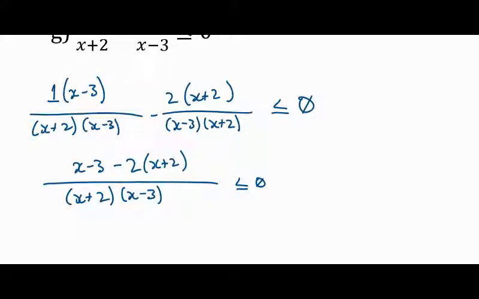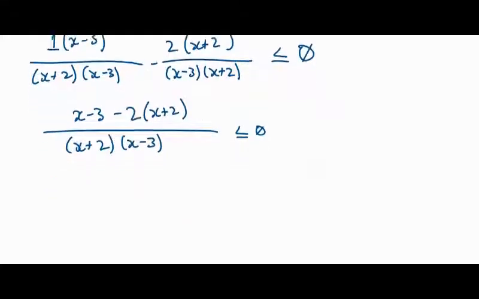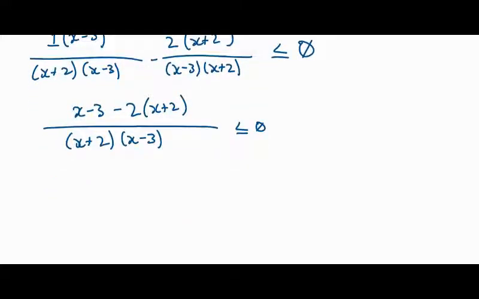Is that okay? So x minus 2x is negative x. And negative 3 minus 4 is negative 7.